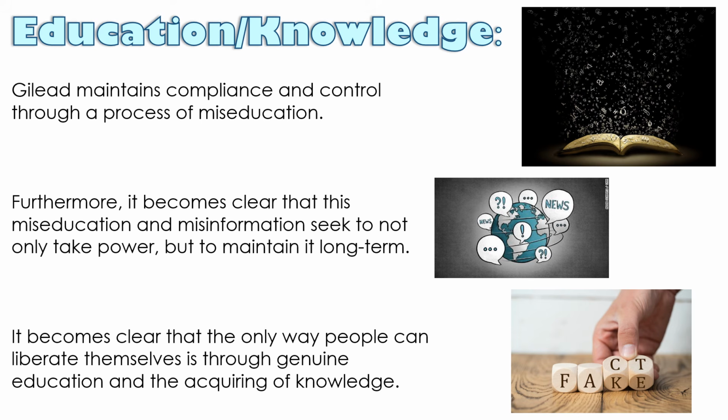Finally, we have the idea that it becomes clear that the only way people can liberate themselves is through a genuine education and the acquiring of knowledge. At the end of chapter 10, during Offred's meeting with the commander, she says, "I would like to know." It sounds indecisive, stupid even. I say it without thinking. "Know what?" he says. "Whatever there is to know," I say, but that's too flippant. What's going on?